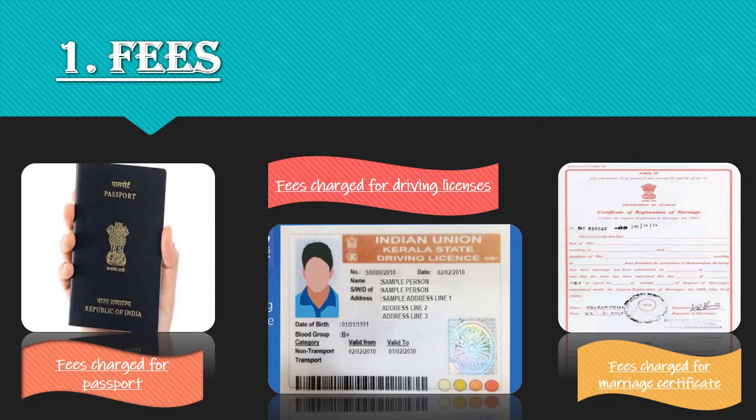So the first point here is fees. A fee is a payment to the government for the services that it renders to the people. Let's clear this point with an example. As you know, while applying for a passport, driving license, or marriage, birth or death certificate, you have to pay some amount of fees to the authorities.